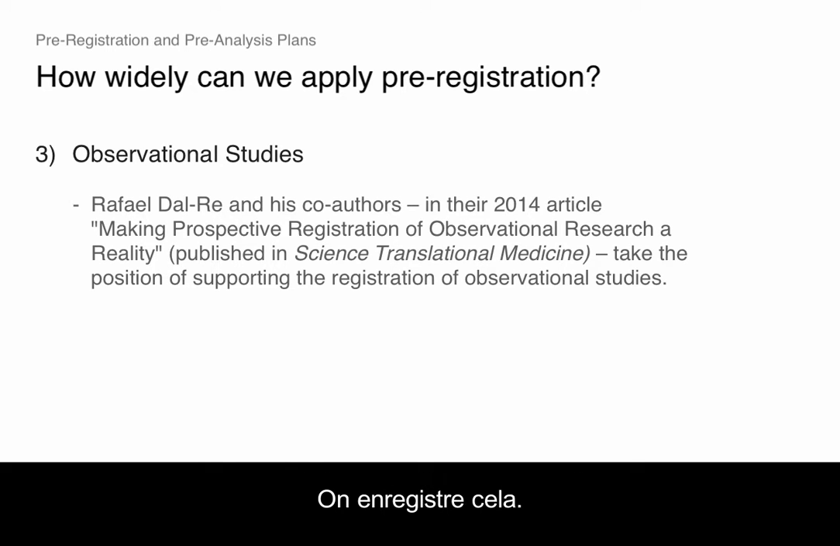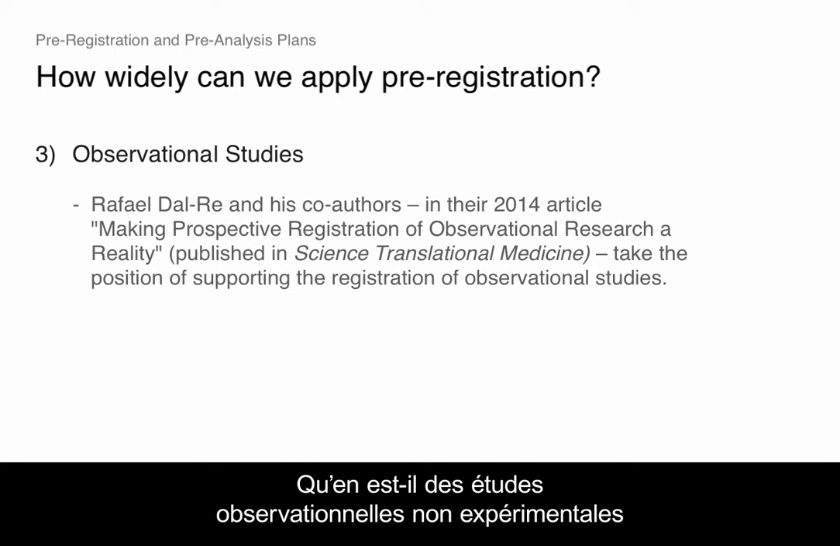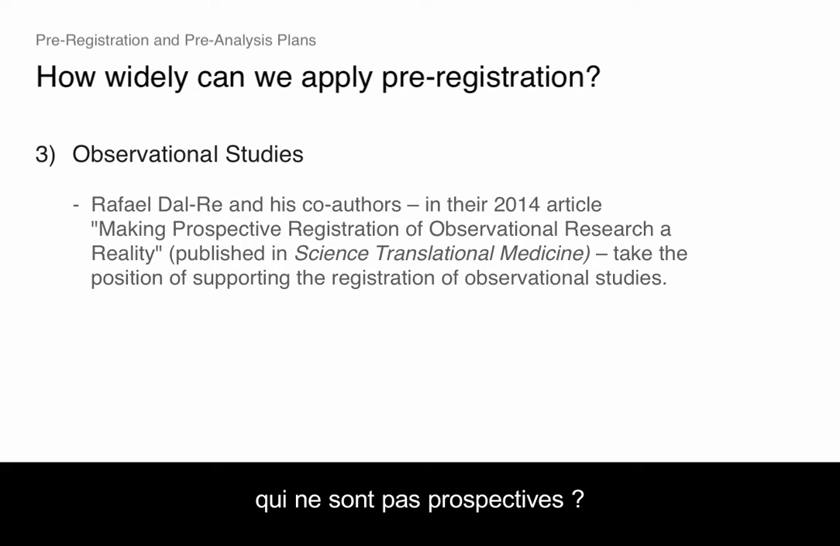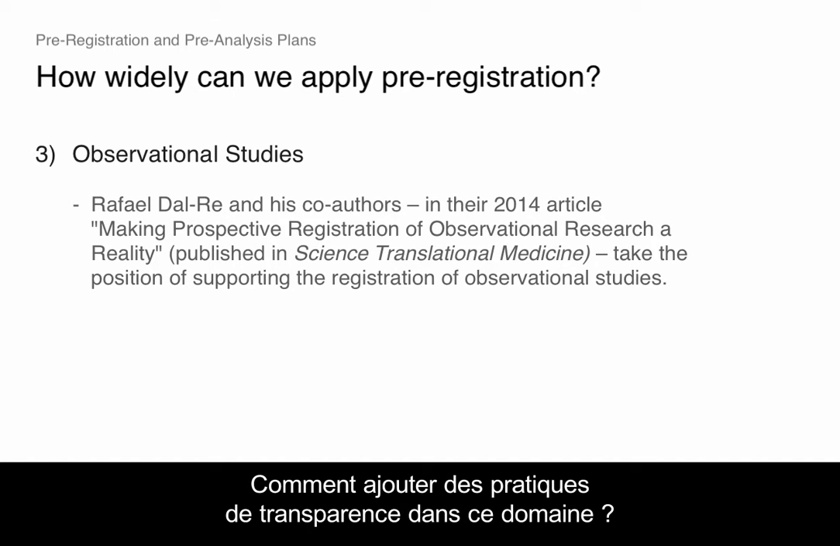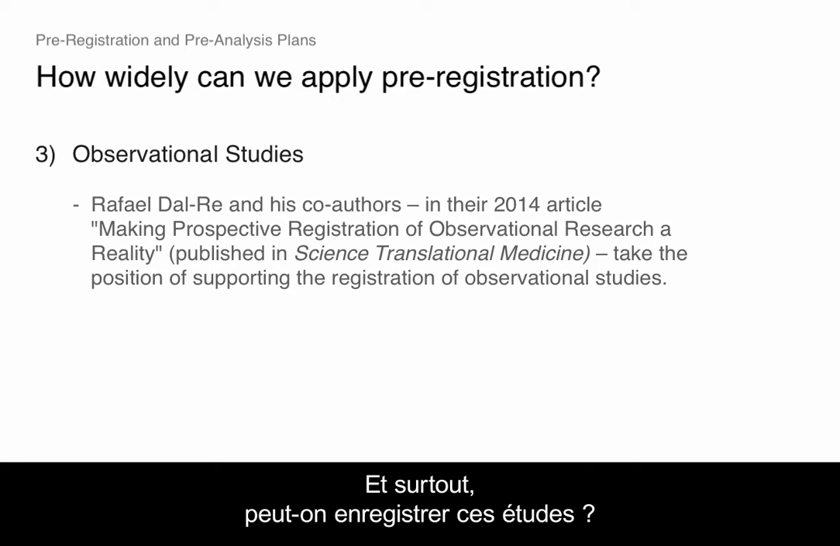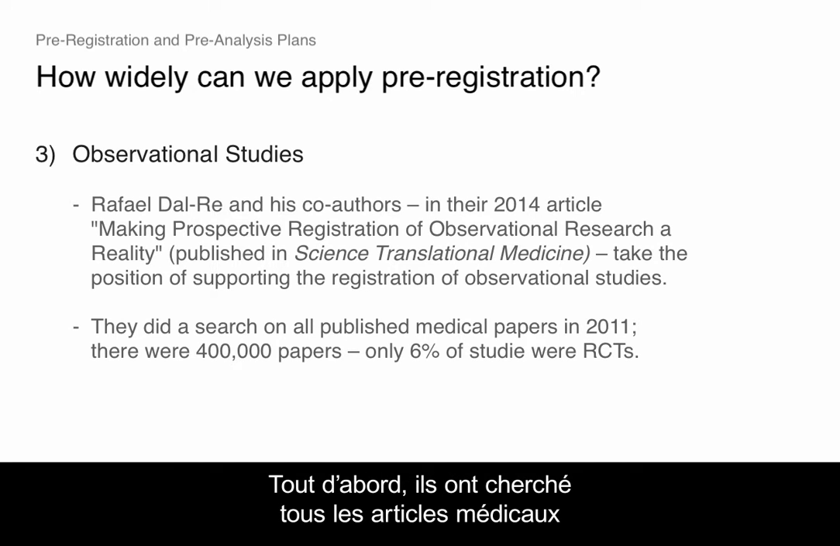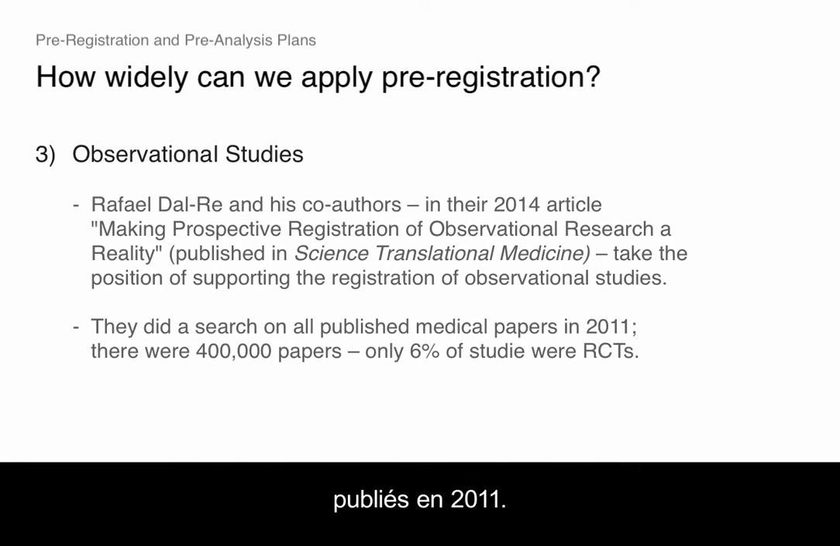You register that. What about the non-experimental observational work that may not be prospective? What do we do with that work? How can we bring transparency practices into that realm? And in particular, can we register these studies? The first thing they did was a search on all published medical papers in the year 2011. There were 400,000 papers.